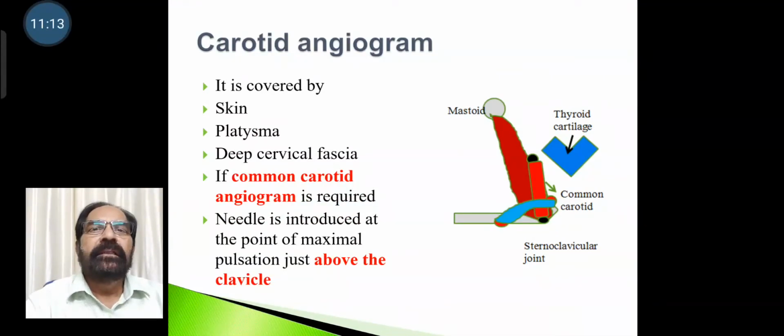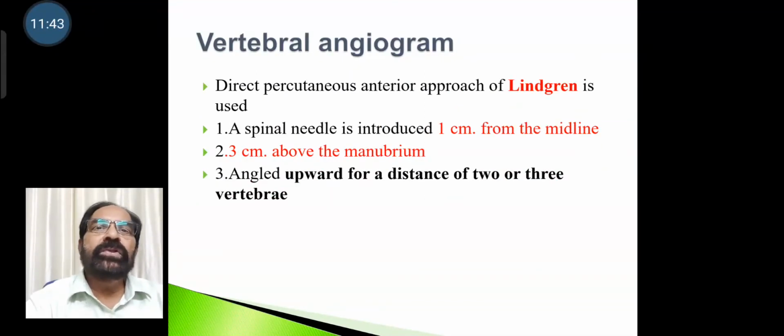Normally the carotid artery is covered by skin, platysma and deep cervical fascia. If common carotid angiogram is required, then needle is introduced at the point of maximum pulsation above the clavicle. That is for common carotid artery. Then we go to vertebral angiogram.